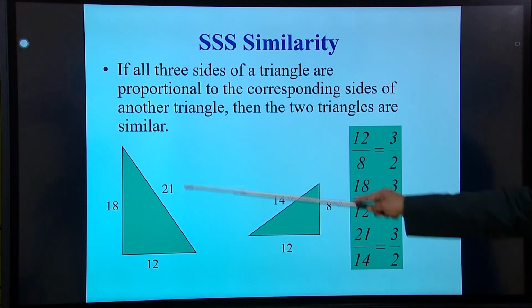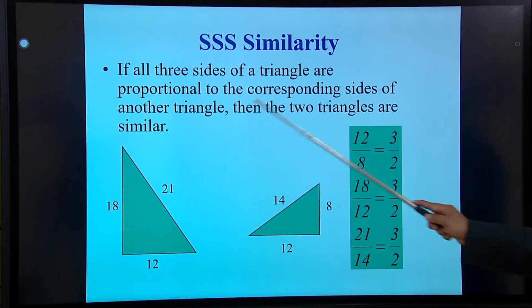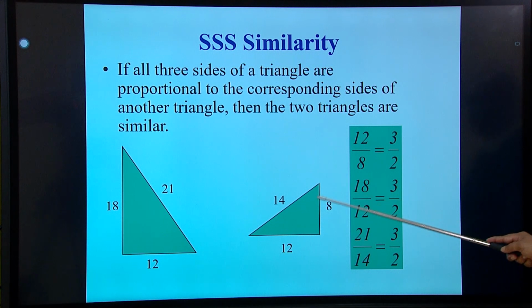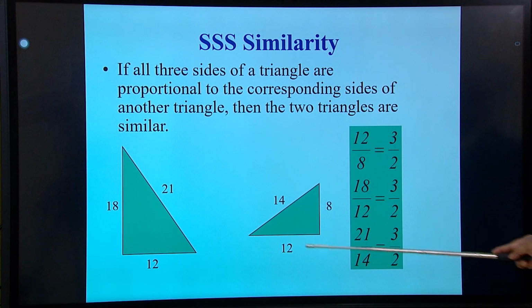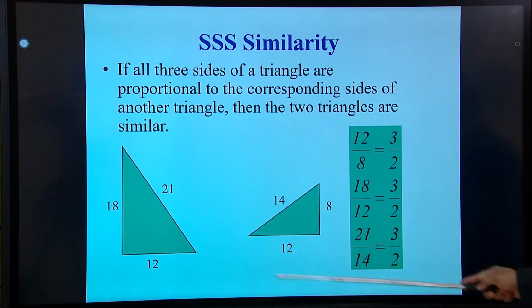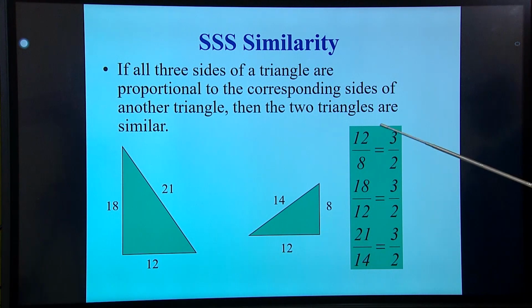So if I look at the longest side, which is 21, and I look at the longest side, which is 14, so 21 over 14 is 3 over 2. Take the shortest side, which is 12, and the shortest side, which is 8. So 12 over 8 is 3 over 2. And then just to check, 18 over 12. That also gives me 3 over 2. Can we see that these ratios are all the same? And if that is the case, then these two triangles are similar.